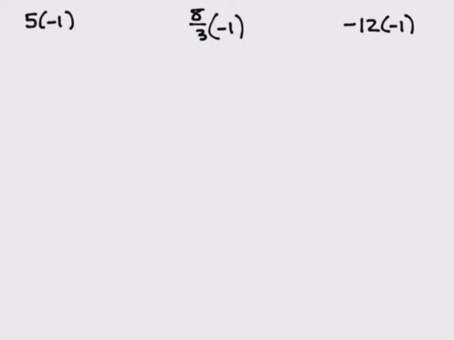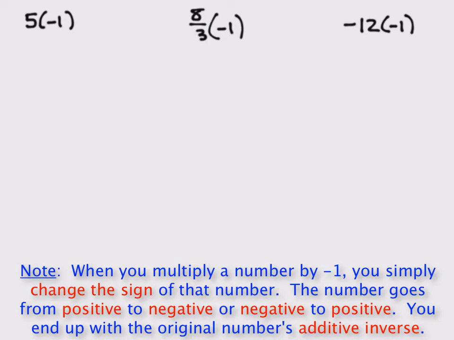Alright, before we start multiplying by a bunch of negative numbers, let's start by discussing what happens when we multiply a number by -1. When we multiply a number by -1, you simply change the sign of that number. The number goes from positive to negative, or negative to positive. And you actually end up with that original number's additive inverse. So in this case, if we multiply 5 by -1, we'll get its additive inverse, namely -5.